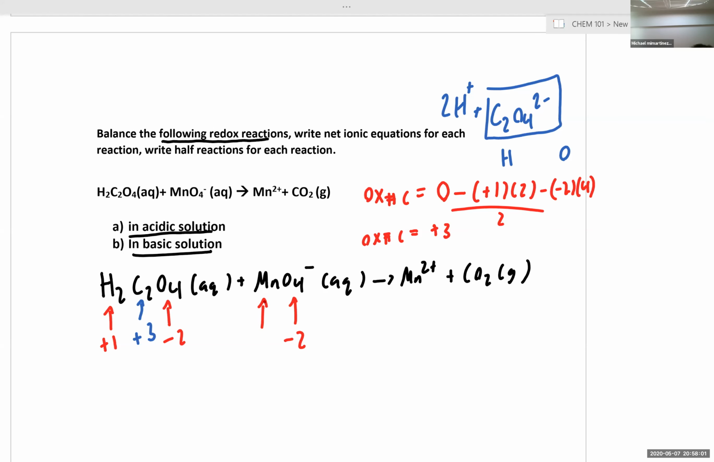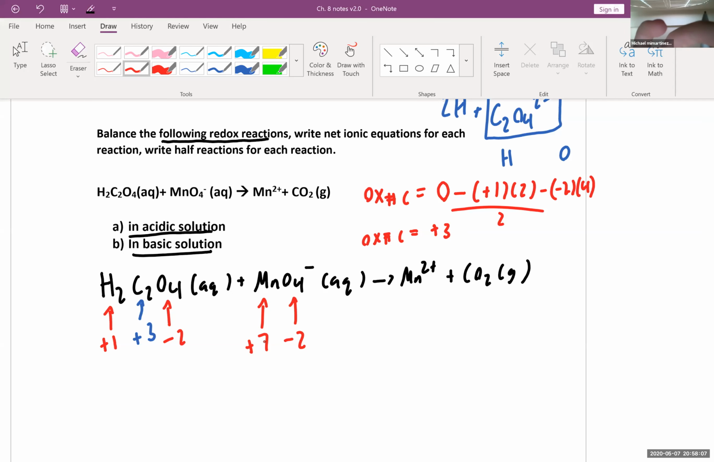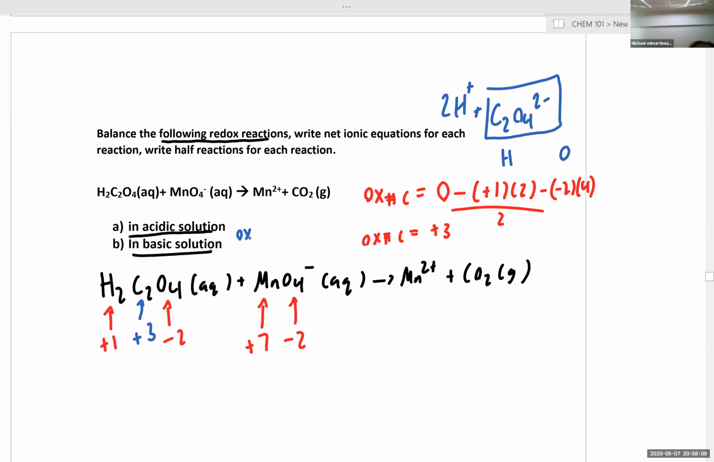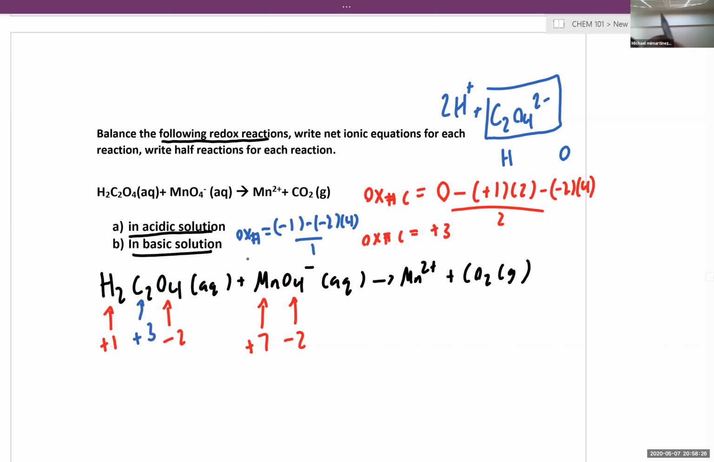Oh, perfect. Everyone's pretty fast at this. So manganese was a proposed oxidation number of +7. Just to show the logic behind this, the oxidation number is equal to our total charge, which is -1, minus the oxidation number of oxygen times the number of oxygen atoms, over 1, which gives us an oxidation number of +7. Perfect. Now let's do some freebies.